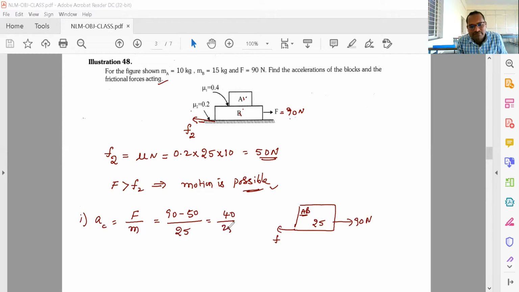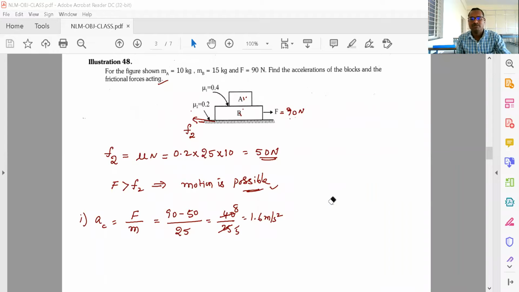40 divided by 25. Clear? 5 5s are 25, 5 8s are 40. So 8 by 5 means you take 8 divided by 5, 1.6. 1.6 meter per second square. If they move together, they will move with an acceleration of 1.6 meter per second square.